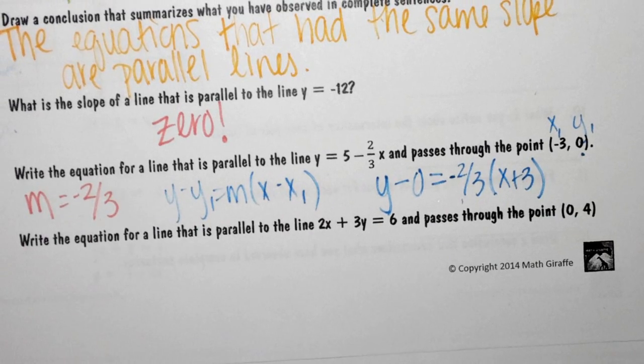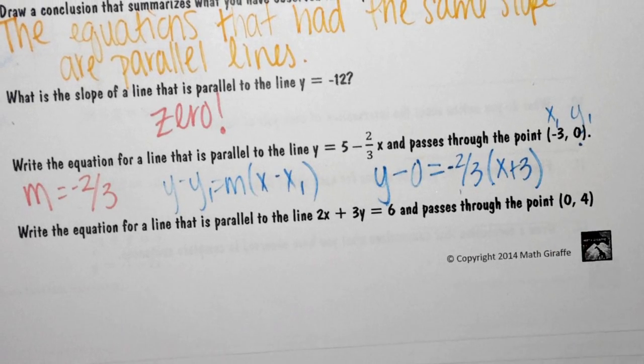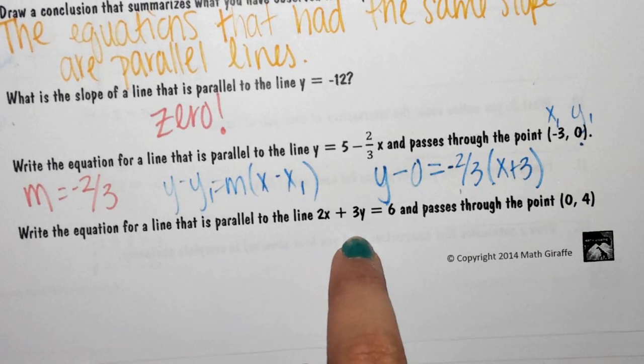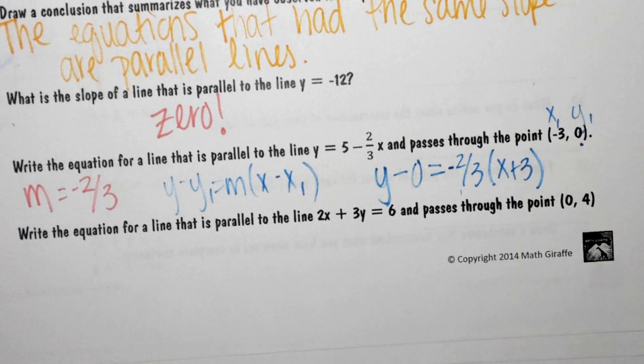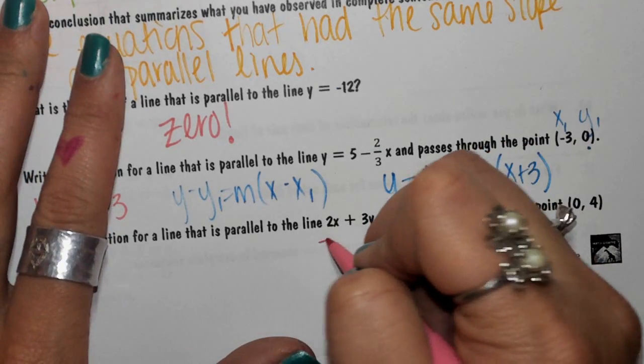Alright, let's look at number 6. It says, write an equation for the line that is parallel to 2x plus 3y equals 6 and passes through 0, 4. Now, we need to write this one in slope-intercept form. How can we write that in slope-intercept form? Subtract. Is anybody alive? Subtract 2x first.